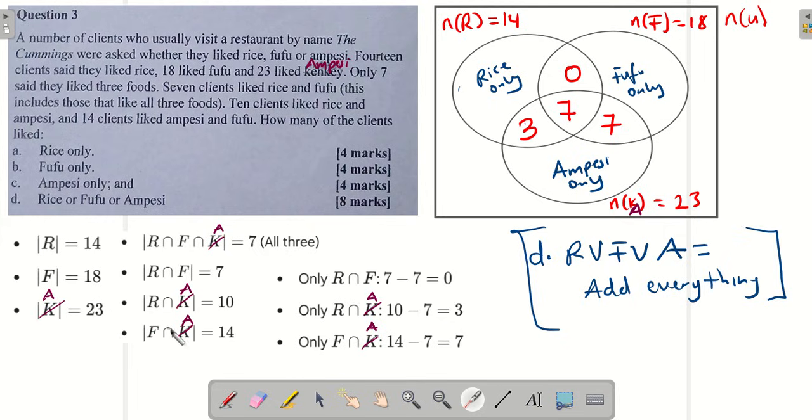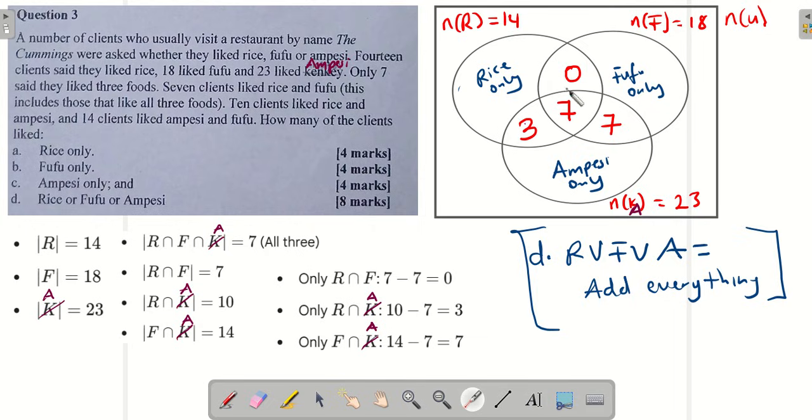So F intersection A, F and A was given as 14. If it is 14, and already we have the 3 intersection to be 7, then here has to be 7. So you subtract 7 from the 14 to get 7. So these are the onlys. Now, we are left with rice only, fufu only, and ampesi only, and that is what the question is asking us to find. Since we know 14, 18, and 23, it means that everything here has to be 14.